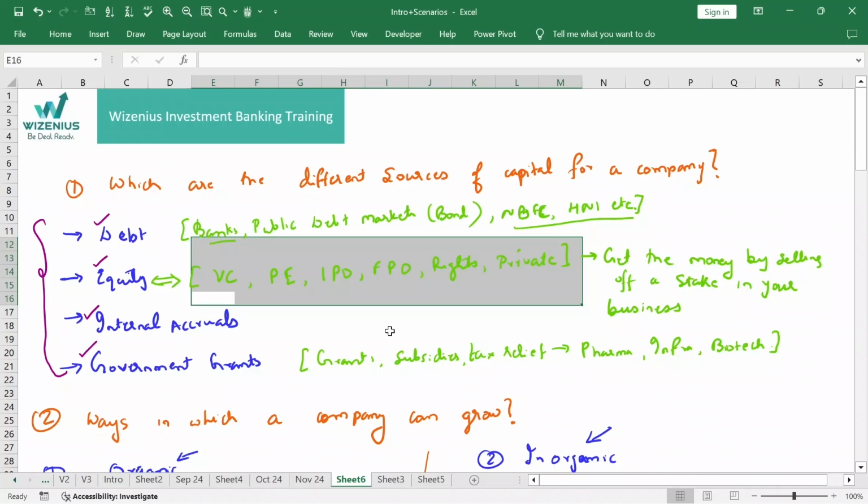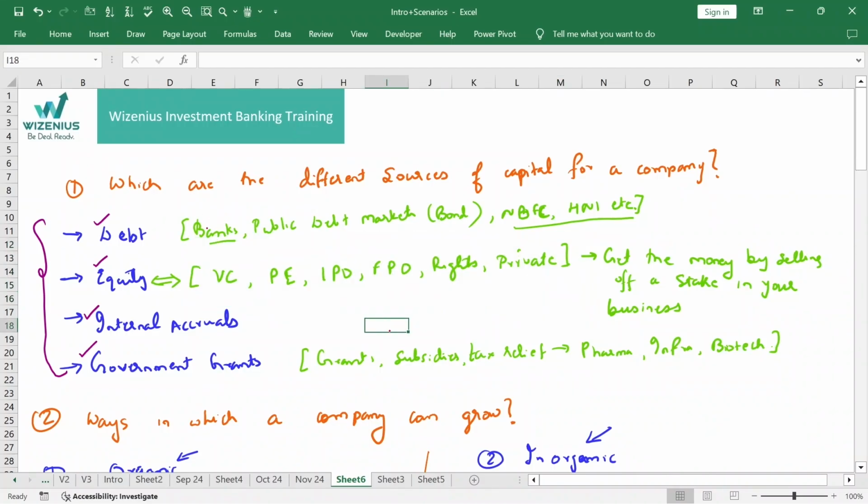But if you observe the way I have written these, they mimic the life cycle of the company. These are the equity investors. If I put the life of the company, this is a stage where you are a startup, and this is a stage where you are fairly mature.